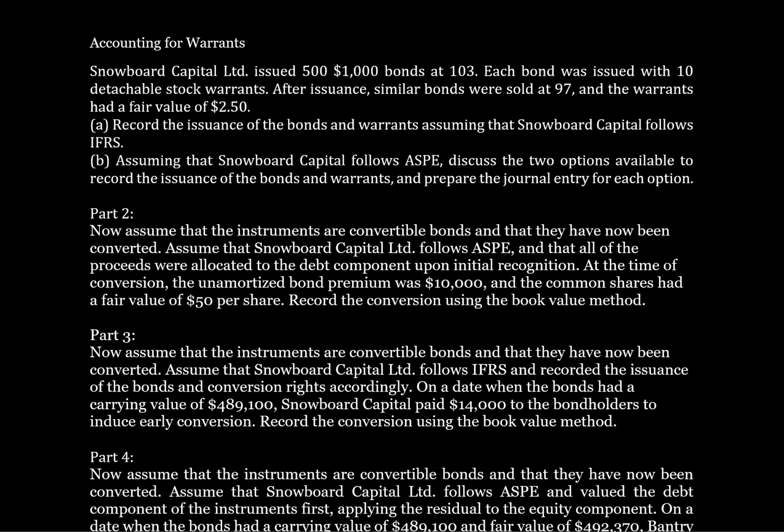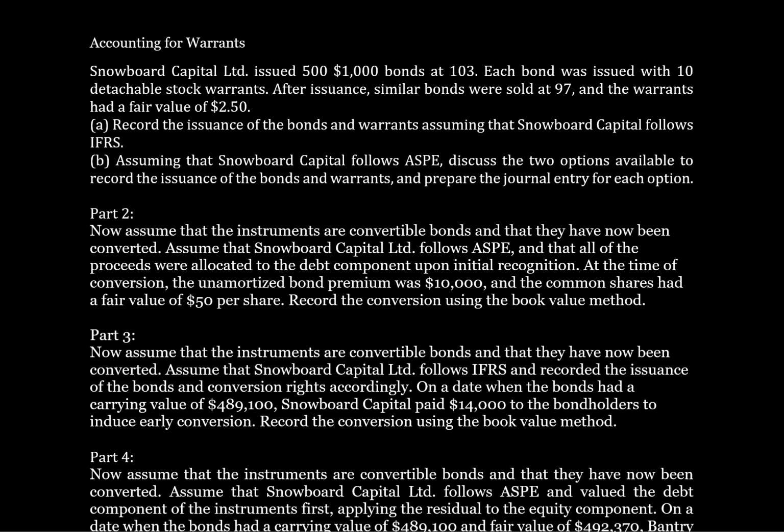Question, we'll walk through the accounting for warrants. Snowboard Capital Limited issued 500 $1,000 bonds at 103. Each bond was issued with 10 detachable stock warrants. After issuance, similar bonds were sold at 97, and the warrants had a fair value of 250.